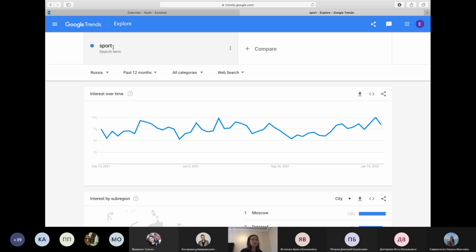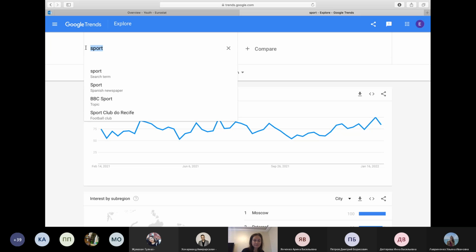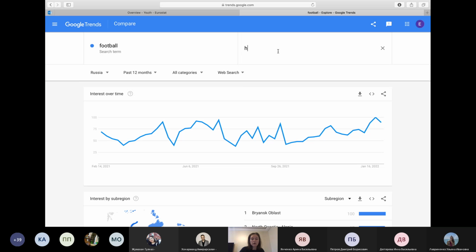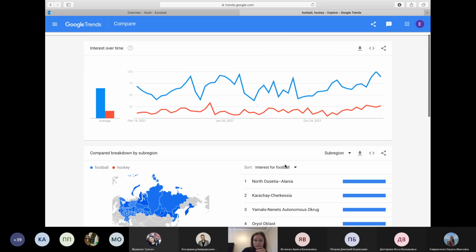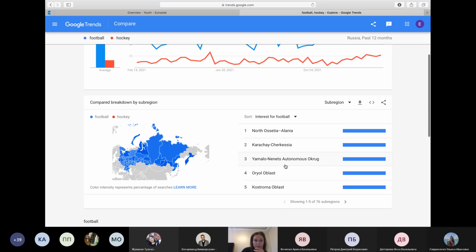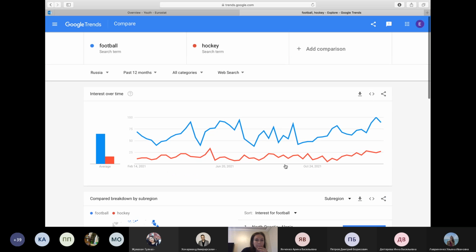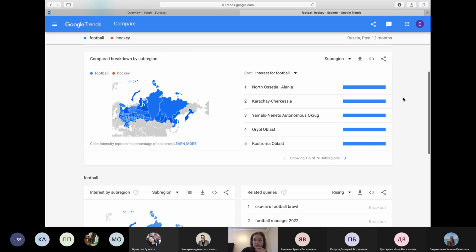If you are thinking about what is trendy, right? What people are interested in, you should think of what they search for, right? For instance, football search term and hockey, right? We will of course see that the search volume for football is higher, right? You see comparison here. Obviously, football is more popular. So this is the past 12 months, right?